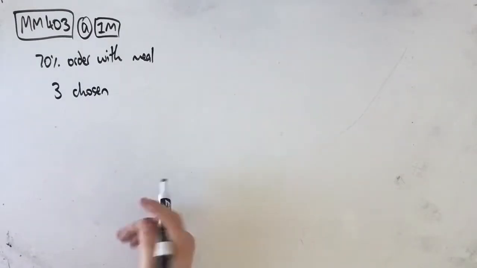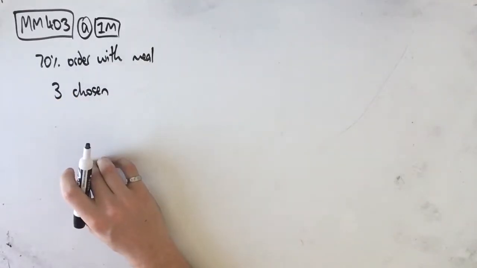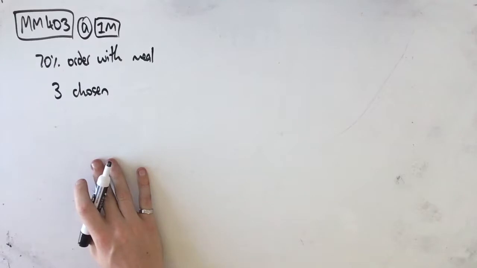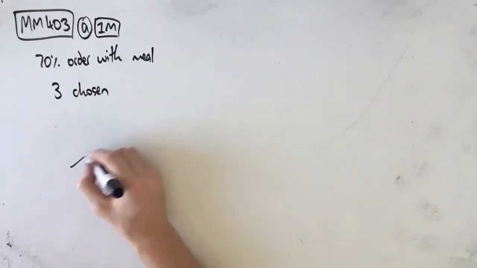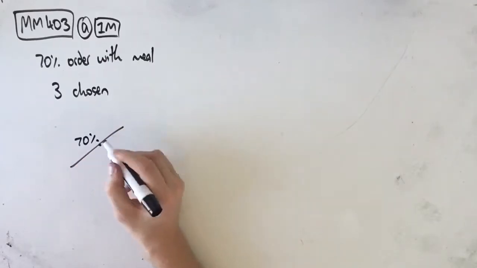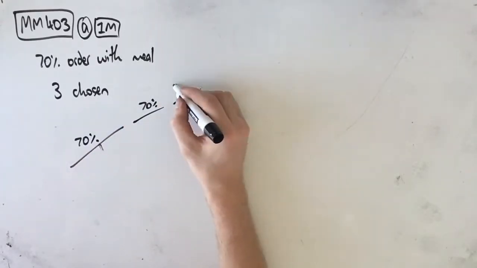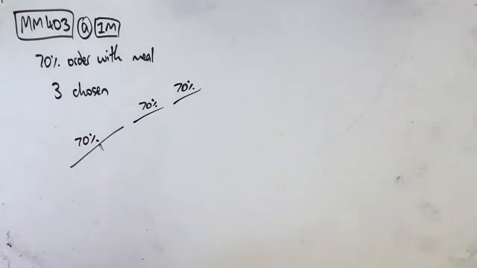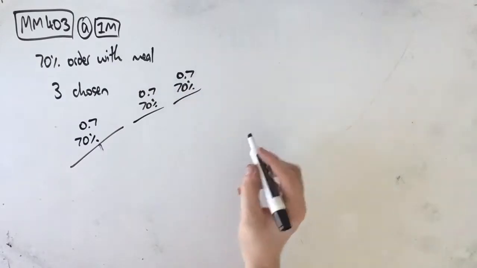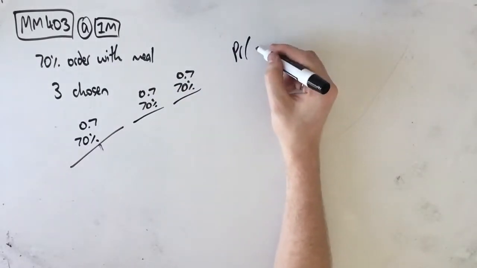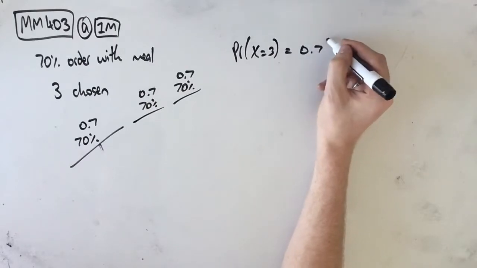So if we know that 70% of them order with a meal, and we're looking for the probability that 3 customers order a drink with their meal, then we can simply say that it's a 70% chance that the first one orders a drink, then a 70% chance that the second one orders, and a 70% chance that the third one orders, right? Which means that each of these probabilities is 0.7, which means that the probability that 3 of them order a drink is 0.7 to the power of 3, right?